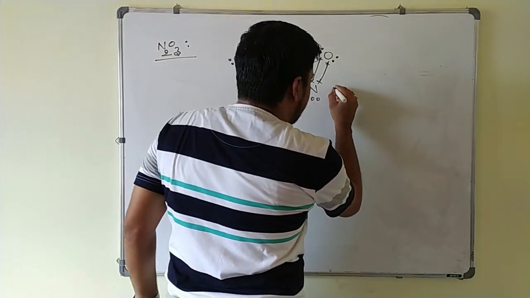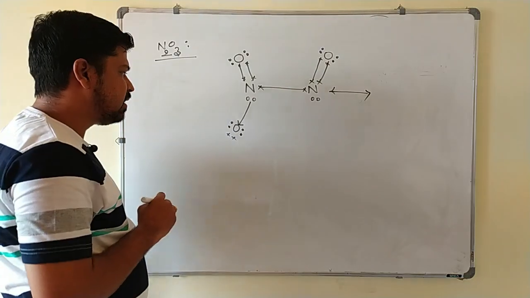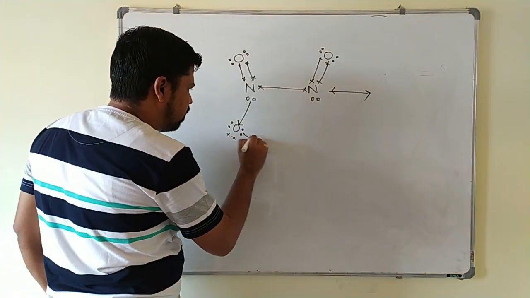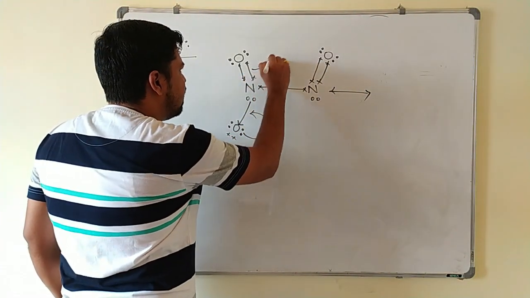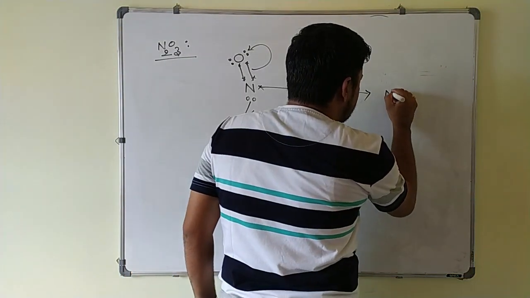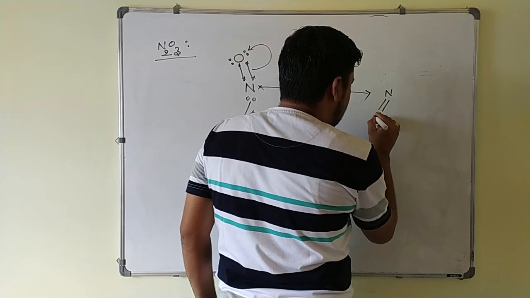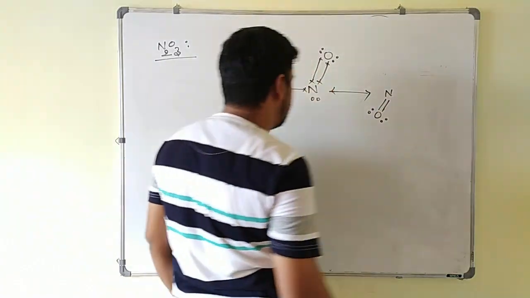This can also be written as a resonance structure, which you can write like this. These lone pairs of electrons are given to this bond, and these electrons go back to this oxygen. What can we write here? This is nitrogen. You can form a double bond with oxygen, so you can write 2 lone pairs of electrons as they are.